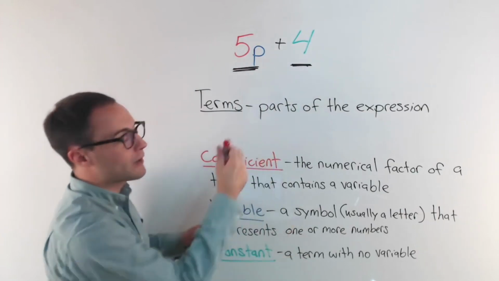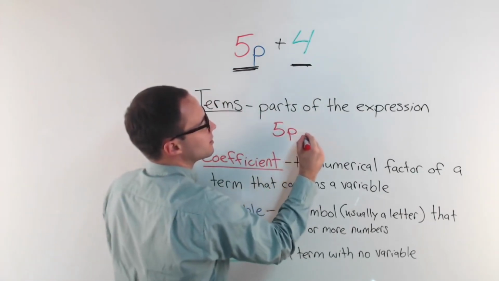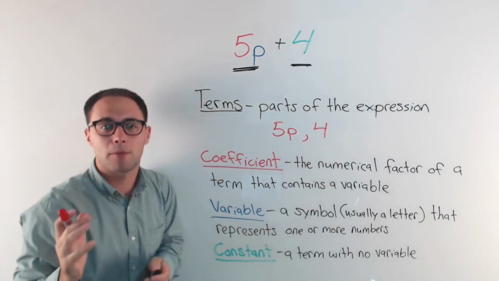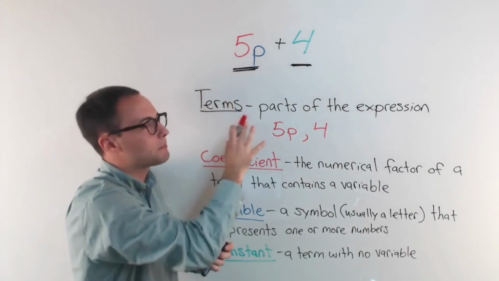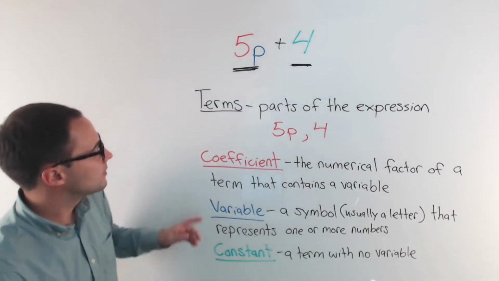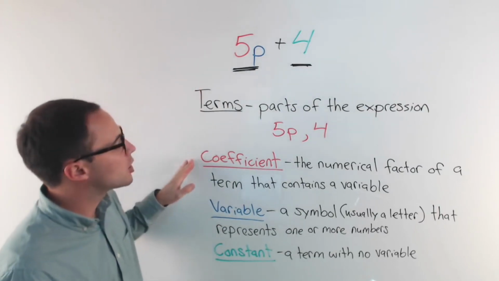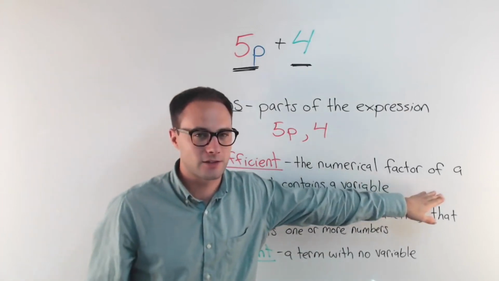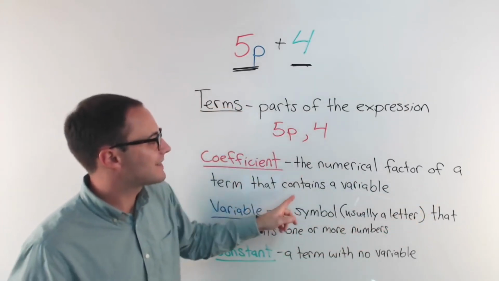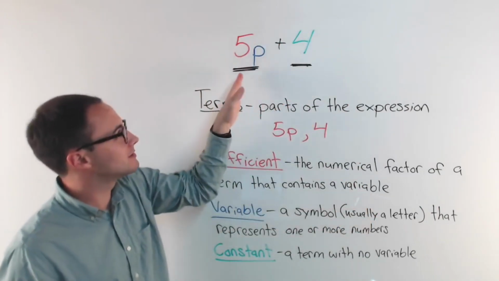If you had to write down and list what the terms were, you would write, well, 5p is a term and 4 is a term. Basically, you just take out the operations and you list just the parts of the expression. Okay. Next, the coefficient. You can see that I color coordinated here. A coefficient is the numerical factor of a term, one of the parts, that contains a variable. Well, the only term here that contains a variable is the 5p.